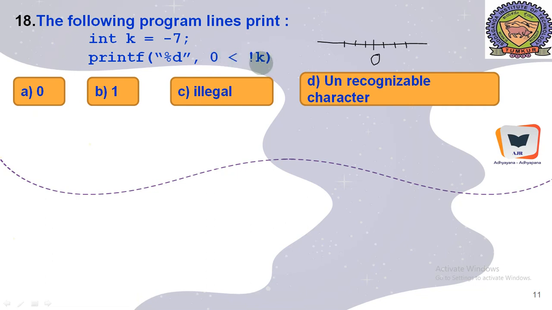0 less than 0. 0 cannot be less than 0. 0 should be equal to 0. Therefore, the truth of this particular expression is 0. Therefore, 0 will be printed.